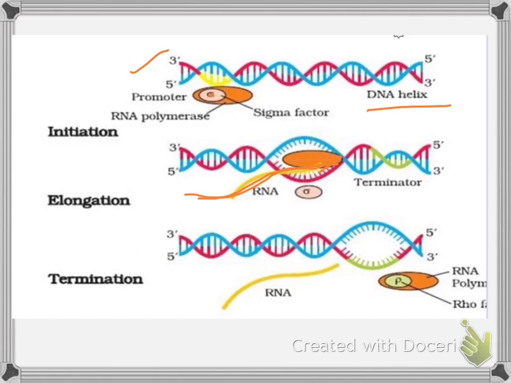And this transcription continues till it reaches a termination sequence. Termination sequences may be palindrome sequences of GC-rich and AT-rich regions, and they will form hairpin-like structures, and the termination of the transcription will occur. And if there is a lack of these termination sequences, some proteins known as rho factors act as the termination signal, that is, they recognize the termination signal and transcription stops.